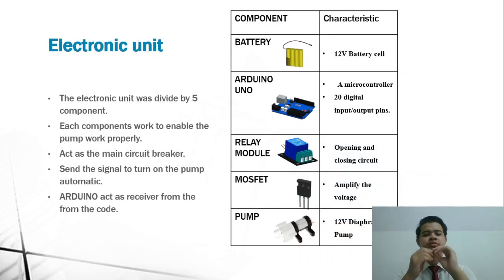Next one is the electronic unit. This electronic unit is important to make sure the pump works properly. There are 5 components in the electronic unit in the pump unit. Number 1 is the battery, number 2 is the Arduino Uno, number 3 is the relay module, number 4 is the MOSFET, and lastly is the pump. For the Arduino Uno, we use the Arduino Uno R3 with 20 digital input or output pins. And the pump, as you can see, is this 12 volt diaphragm DC pump.